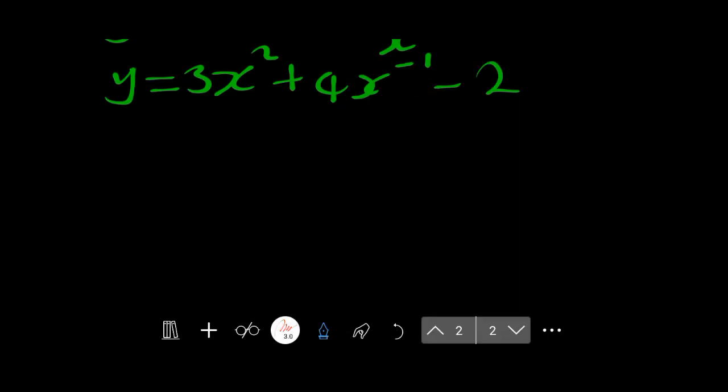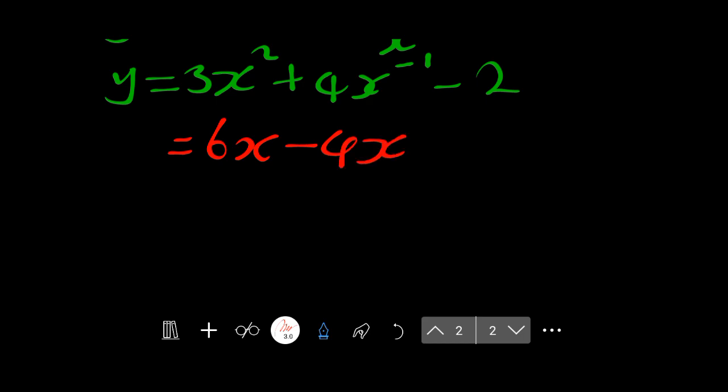So this will be equal to, we use times and take away. Meaning that when you multiply 2 by 3, you get 6x to the power 1, meaning that when we take 1 away from 2, you remain with 1. So this will be 6x, and don't write plus here, since we have the negative power. So the negative power will be 4 multiplied by negative 1. The answer is negative 4x.